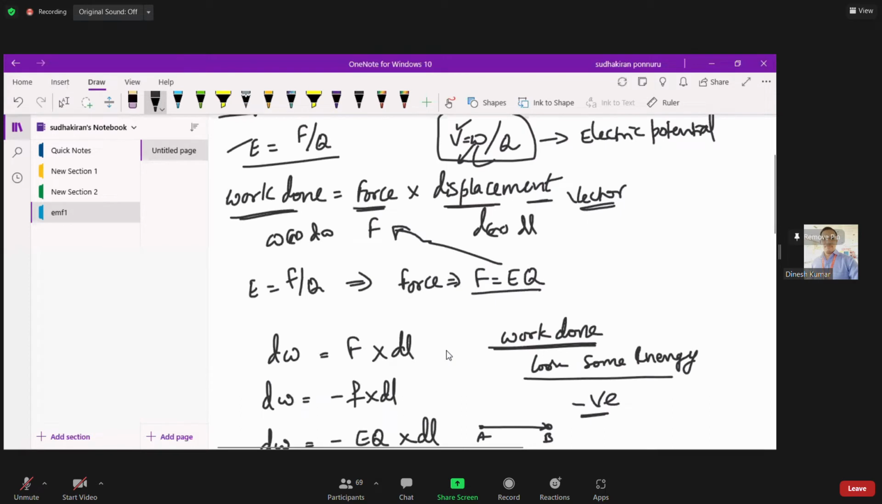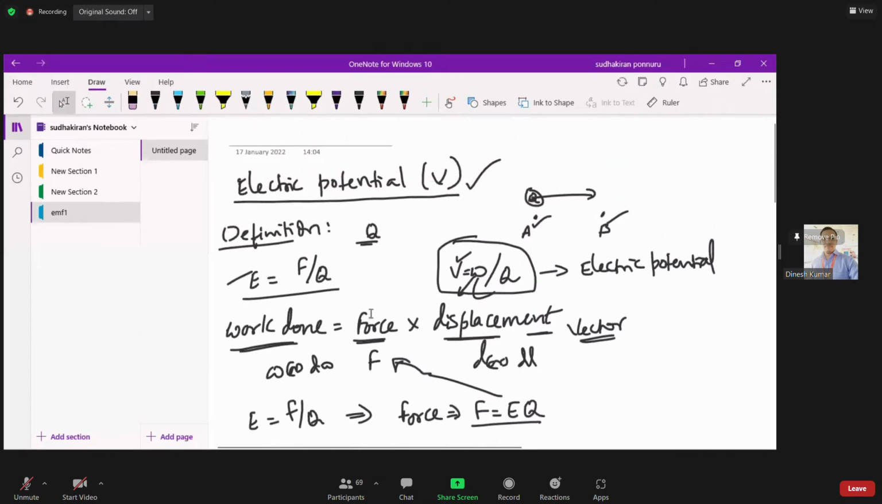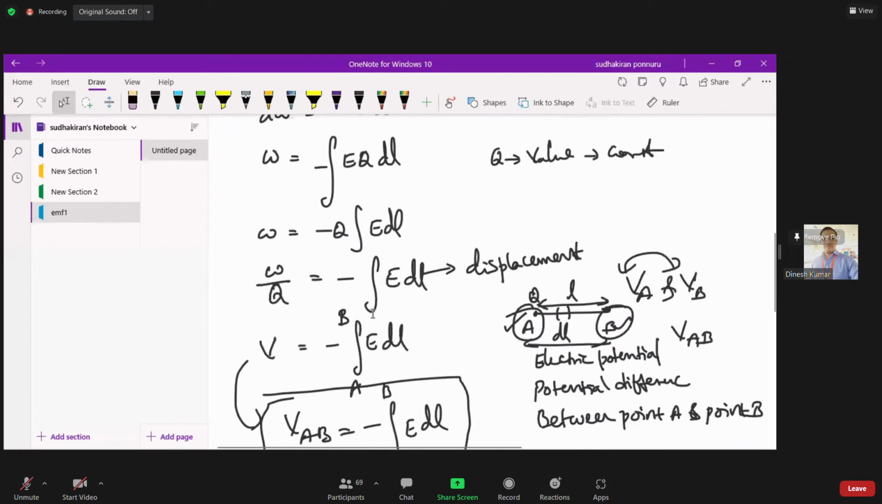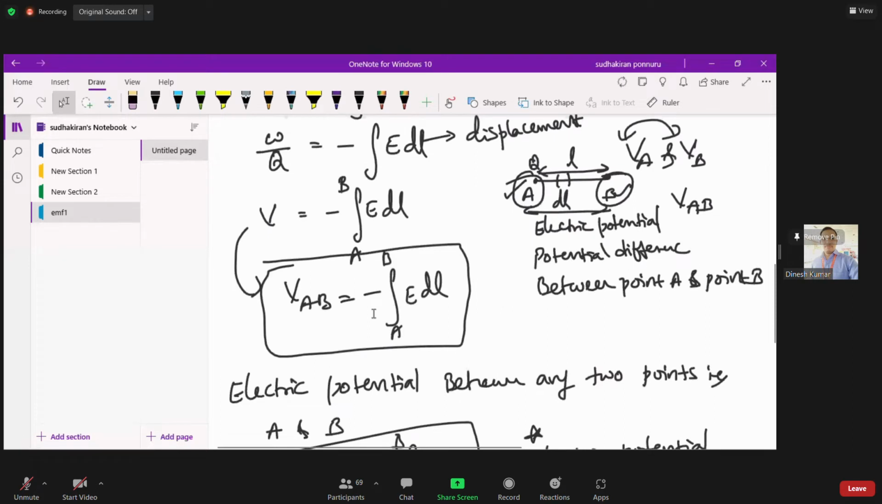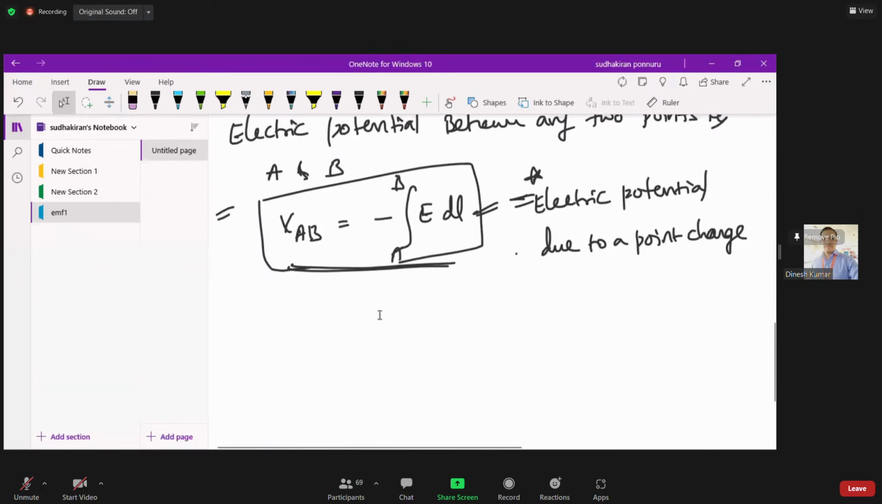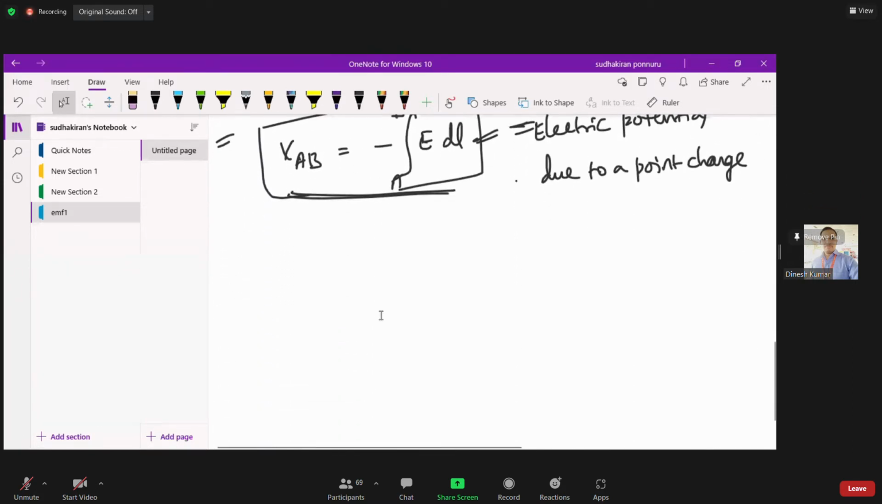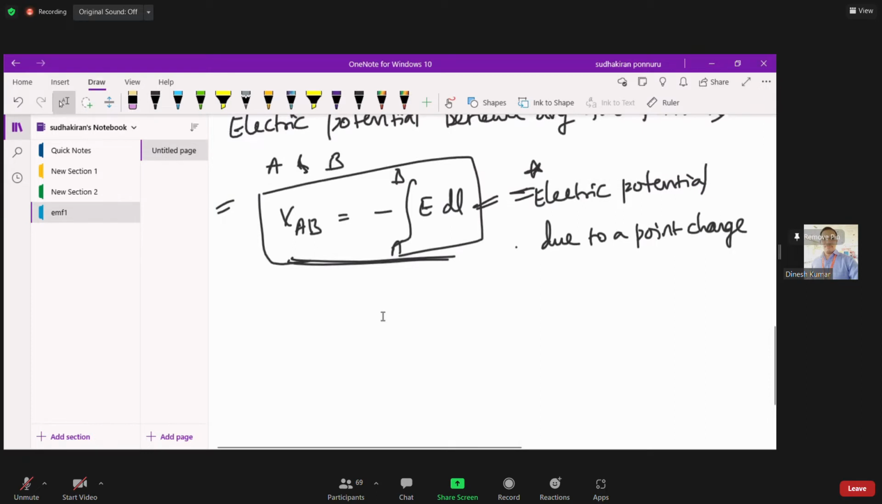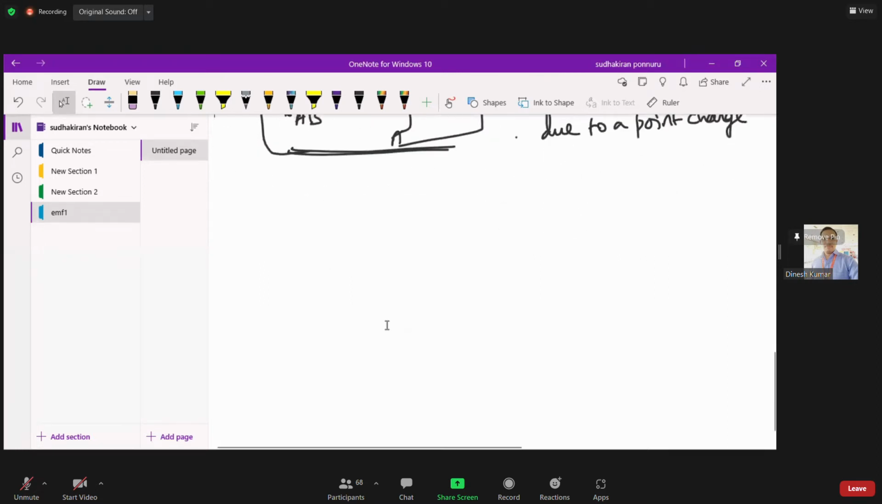So this is nothing but the general definition of electric potential and the general equation for electric potential between any 2 points. Now, with the above concept, what we have derived with the expression, that is V_AB is equal to minus integral E dot dl, with this concept we are going to derive the electric potential due to a point charge.